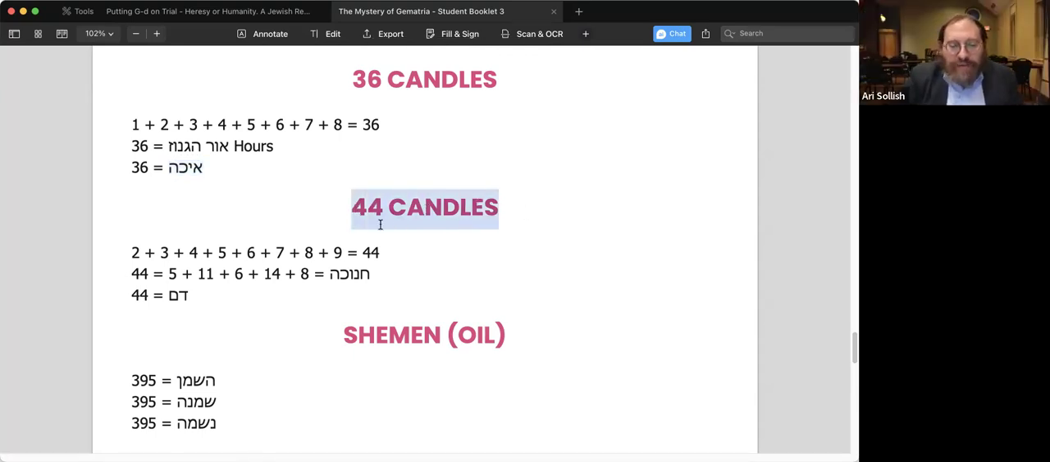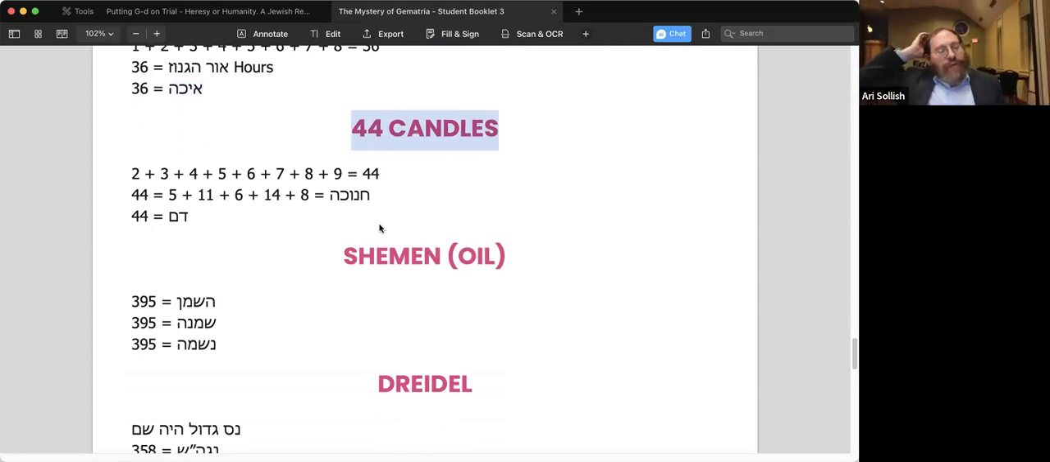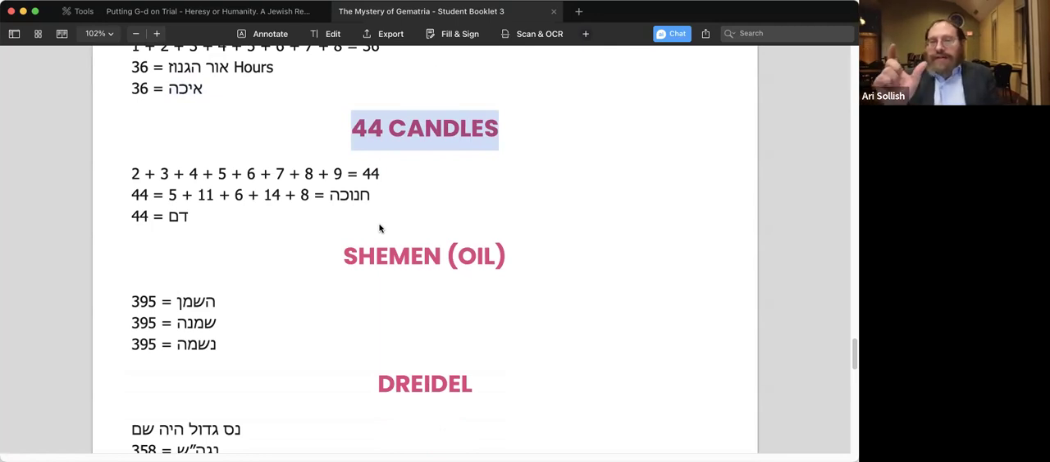So, 44 candles. Let's talk about 44 for a second. The number 44 is also significant. In fact, if you ever see those boxes of candles, the twisted candles, it will say 44. Why 44? Because you need a shamash. 36 is if you don't include the shamash. The mitzvah candles are 36.